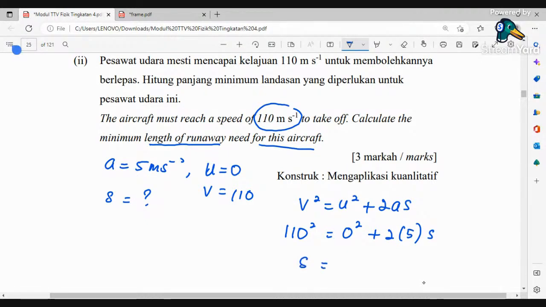Okay, so you get S equals to 110 square divided by 10. So you have 1210 meter. So means before takeoff, the aircraft needs to travel more than 1 kilometer, 1210. Okay, siapa yang pernah naik kapal terbang, you will know lah. Dia kena travel dulu beberapa meter ataupun 1 kilometer before takeoff.